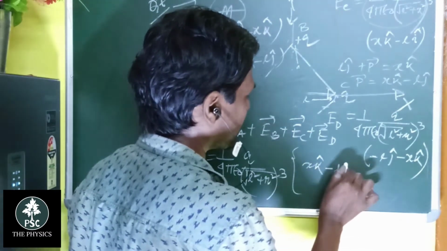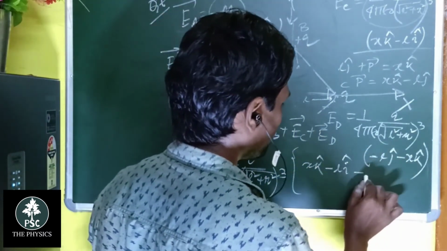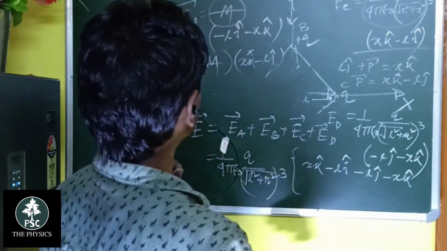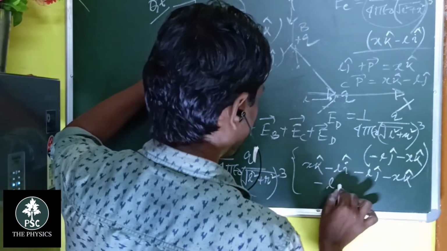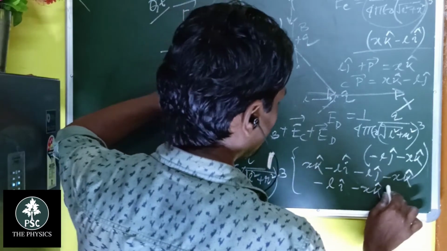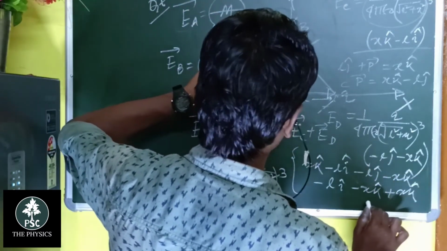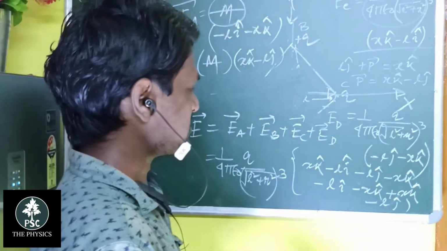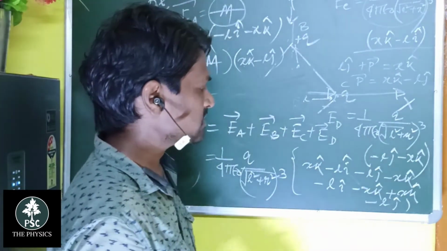minus of L I cap, then minus of L j cap, then minus x k cap, then minus of L I cap, minus of x k cap, then plus of x k cap, and minus of L j cap. This is the answer, and you can calculate it easily, I think. So this is the final answer.